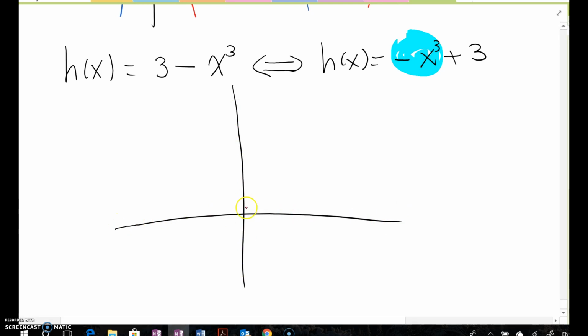So you know that the negative x cubed graph is this one, right? And now because of this, we are moving up 3 values. So 1, 2, 3. So this becomes like this.